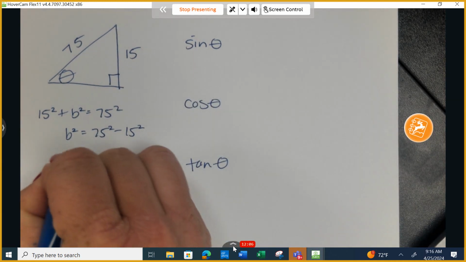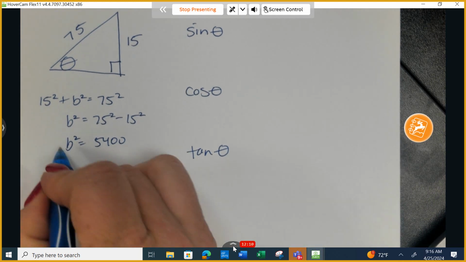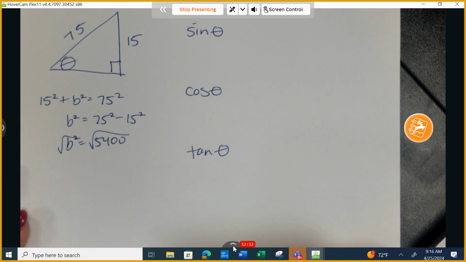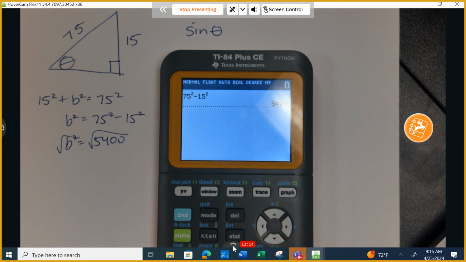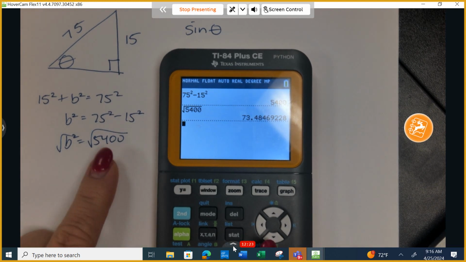Oh my goodness, it's a really large number, 5,400. I take the square root of it, and here's the problem. I don't want you to give me an estimation. I want an exact answer. When I take the square root of 5,400, notice that I get a decimal answer. Don't give me a decimal. That means I need to come back here, and we're going to practice what we did at the very beginning of today's lesson, or the video if you're watching this.